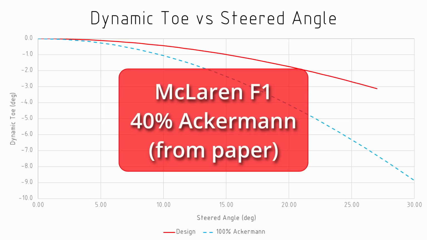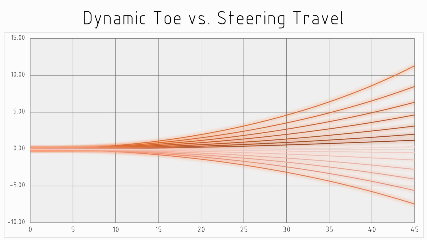First of all, I'd like to see how the dynamic toe as a function of steering travel changes as I move that intersection point forwards or backwards. So 100% Ackermann would be that intersection point of those steering arms being at the rear axle. If I have that intersection point rearwards of that front axle, I'm going to have Ackermann steering. As it gets closer to that front axle, we see more dynamic toe. As it moves further away, we see less dynamic toe.